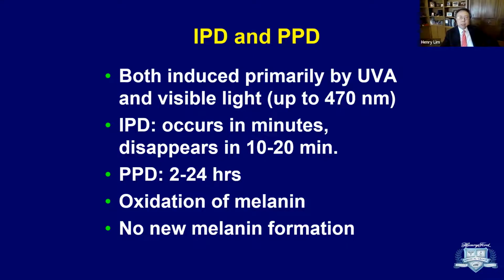Clearly, we can reproduce it and study it in the laboratory setting. The persistent pigment darkening takes over after these 20 minutes. It persists for 2 to 24 hours. Again, most of us may not recognize that because it is not very prominent, but nonetheless, it is used, for example, for assessment of the protective property of a sunscreen against UVA. This is one of the methods that is used to assess that protective property.